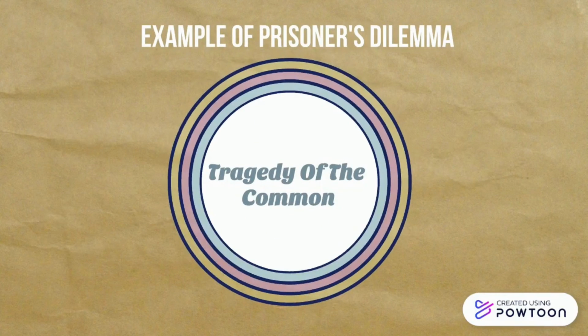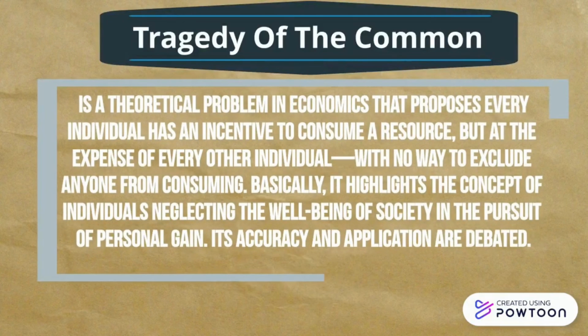An example of the prisoner's dilemma is the tragedy of the commons. Tragedy of the commons is a theoretical problem in economics that proposes every individual has an incentive to consume a resource, but at the expense of every individual. There's no way to exclude anyone from consuming.